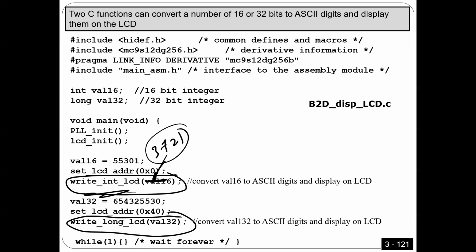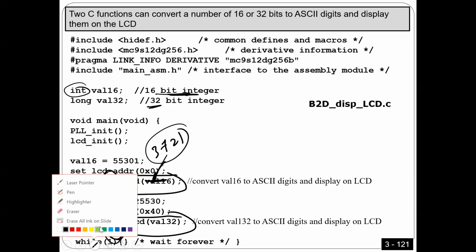But in order to do that, it has to divide it by 10 to extract the digits internally inside this function. And then it has to convert every digit to ASCII, and then it is going to write all of them to the LCD. Okay. So we have two of them, because one can be used for integer numbers, the other one for long numbers. What is the difference? Integer numbers are 16-bit numbers, however long are 32, like bigger numbers. That's it.